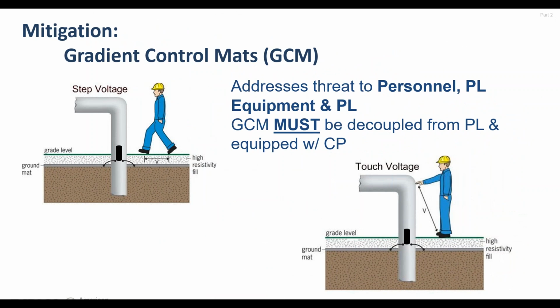Gradient control mats are another tool in our toolbox. They're extremely helpful in collapsing those high voltage gradients that can occur during fault events on the HVAC structures, whether those fault events are 60 hertz or lightning. So the step potential that you see represented on the left side of the screen, or the touch potentials that you see represented on the right side of the screen. In both cases, we're indicating an SSD is used to decouple that gradient control mat from the pipeline itself.